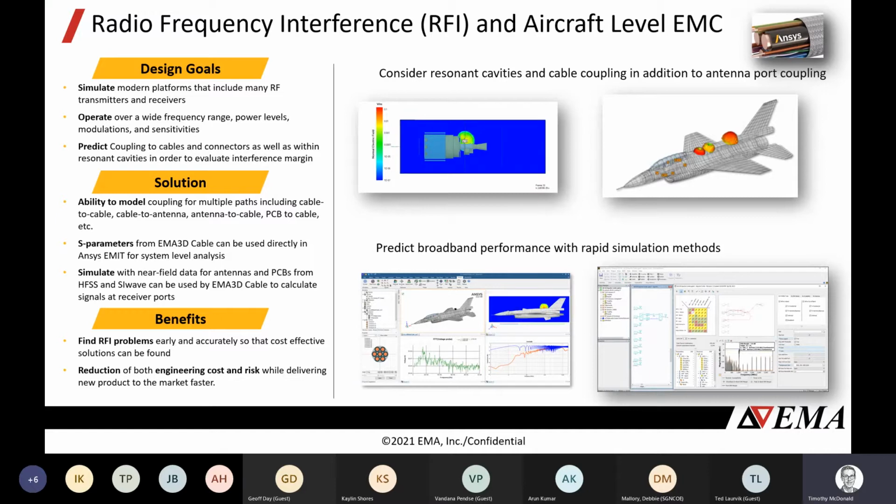There are very good tools for coupling, as well as evaluating that performance. However, those tools sometimes are hard to use in things like heavily resonant cavities, or in cases where the coupling mechanism is not directly to an antenna, but through a cable connected to the antenna port itself. So EMA3D cable can help fill in the gap for this particular problem in cases where you might have resonant cavities, or cases where the cable is the dominant coupling mechanism.